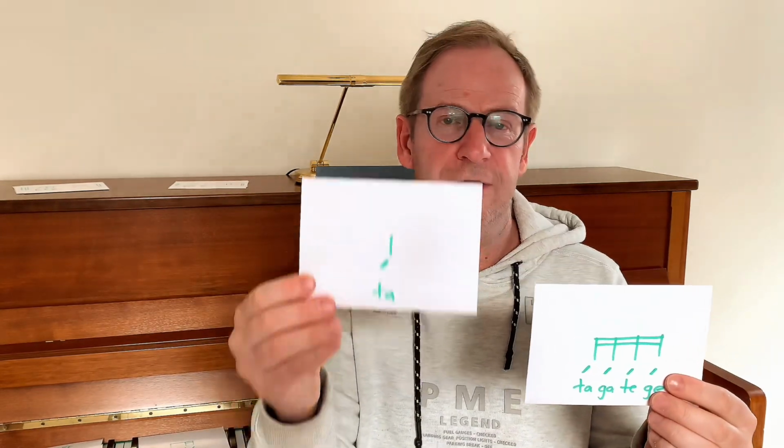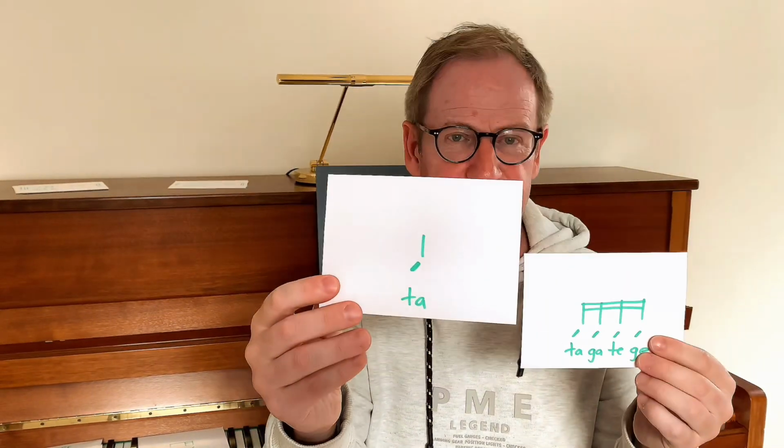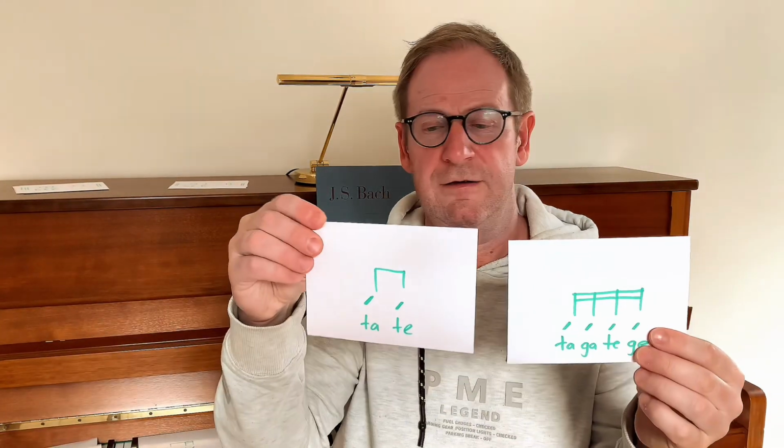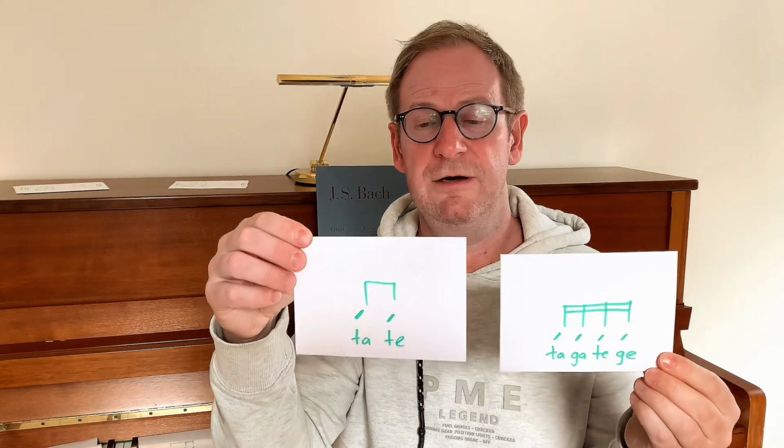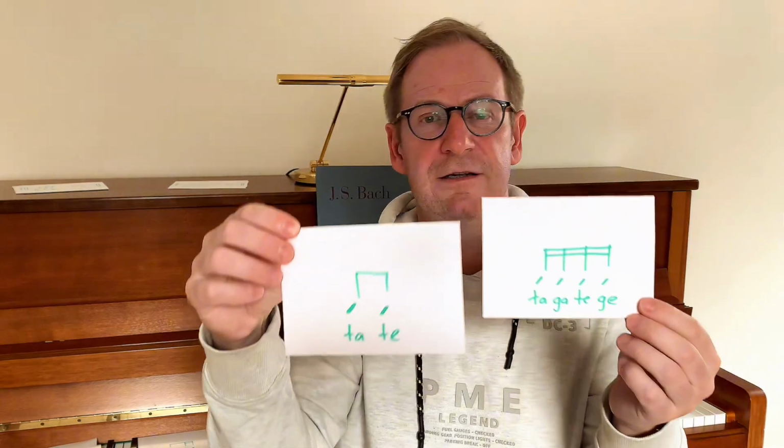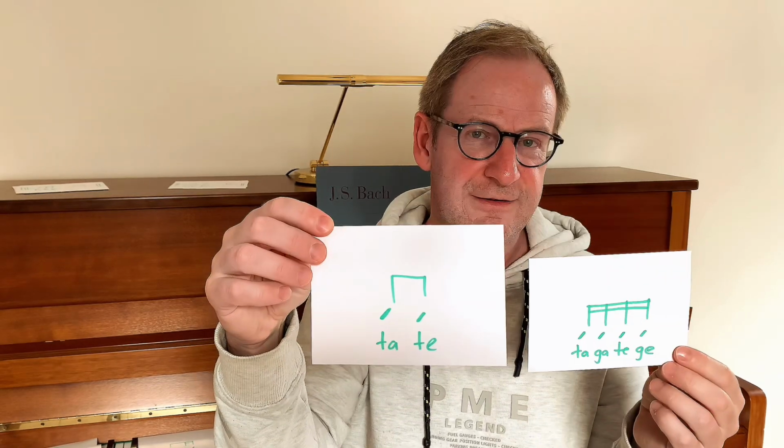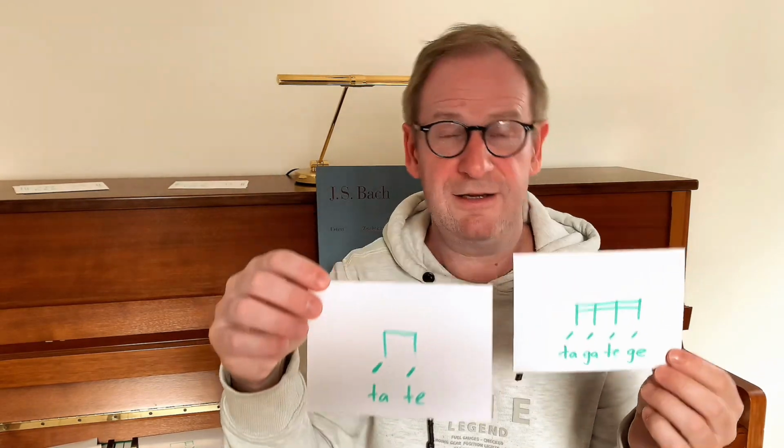We use the taga tege and the ta. So we have the beat here, and the beat is here, and the and is here. We have 3, 4. Ta, taga tege, ta, taga tege, ta, taga tege, ta, taga tege. Or when we use the tate, we can say 3, 4. Tate, taga tege, tate, taga tege, tate, taga tege, ta, te, taga tege. Very simple.